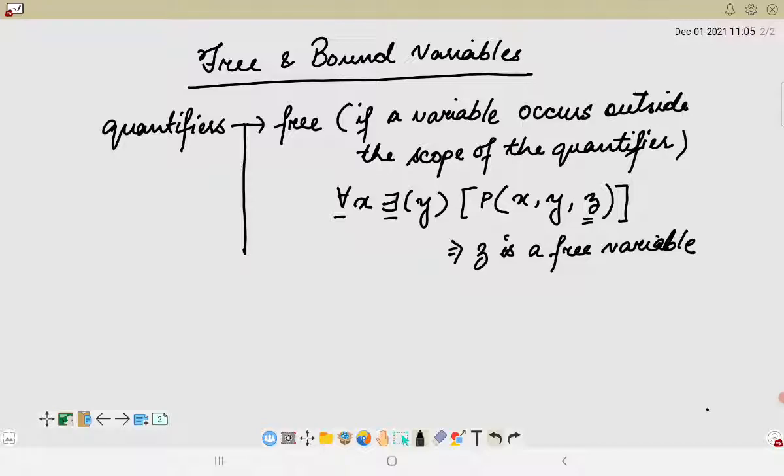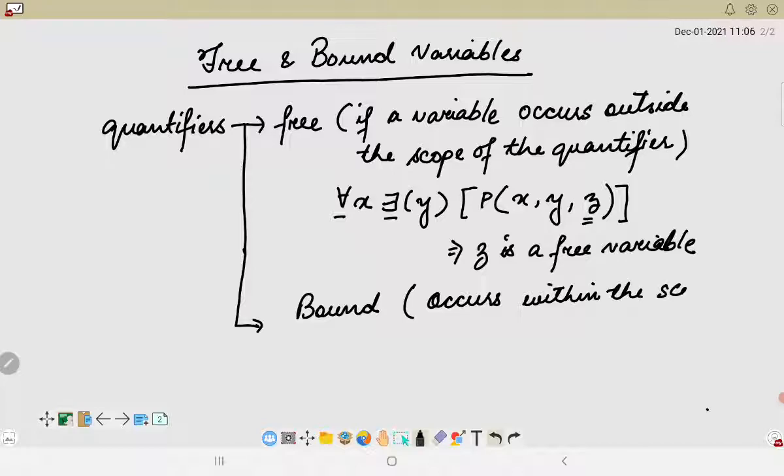Talking about bound variables, a variable is said to be a bound variable in a formula if it occurs within the scope of the quantifier. This is the second type of variable. So this is basically a bound variable.